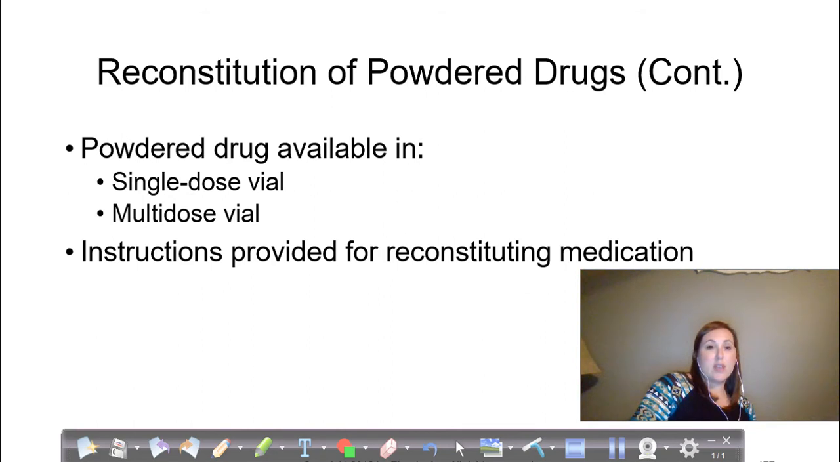Powdered drugs can be available in single-dose and multi-dose vials, and there's usually instructions on that package insert on how to reconstitute the medication, like how much diluent to use and how much you're going to give of the medication.